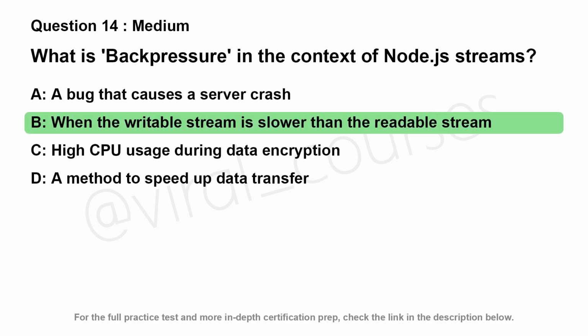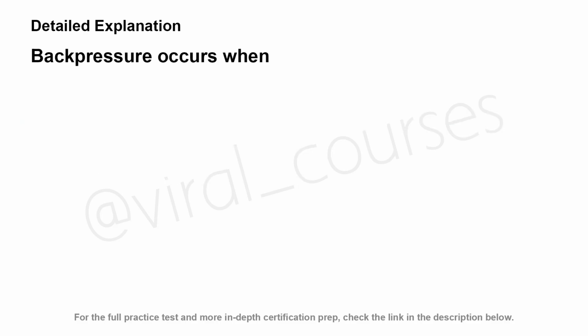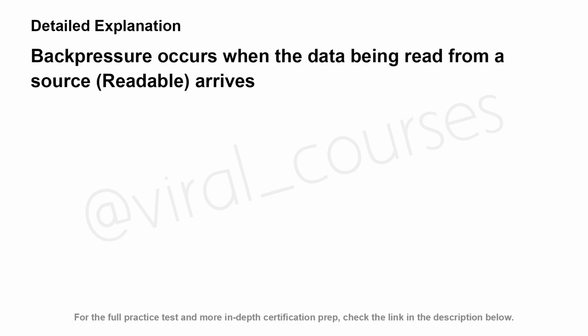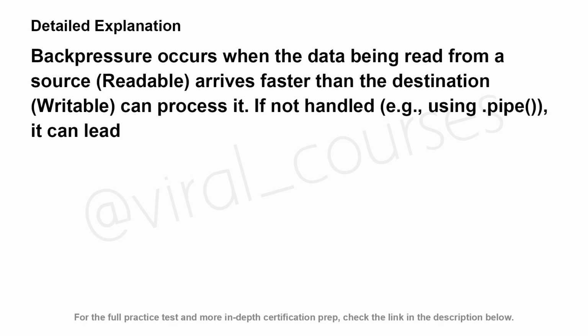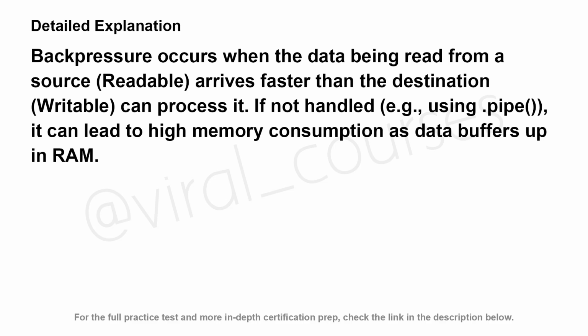The correct answer is B. Backpressure occurs when the data being read from a source (readable) arrives faster than the destination (writable) can process it, if not handled, e.g., using pipe. It can lead to high memory consumption as data buffers up in RAM.